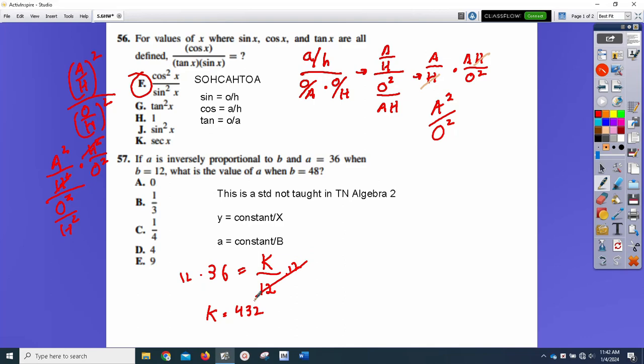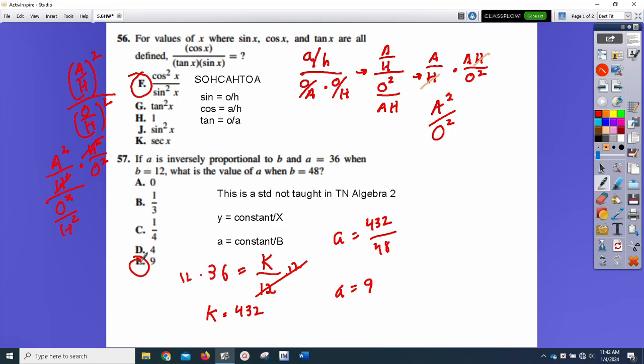Now, what is the value of A when B is 48? All right, I'll just plug stuff in. A is going to be this constant of 432 divided by 48. And presumably that goes in nicely. I feel like it goes in 9 times. I think if I pulled up a calculator and did 432 divided by 48, I'd probably get 9. I feel pretty strongly about that. So A is 9.